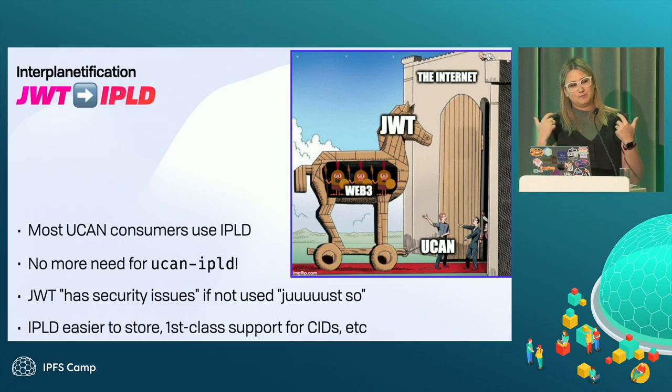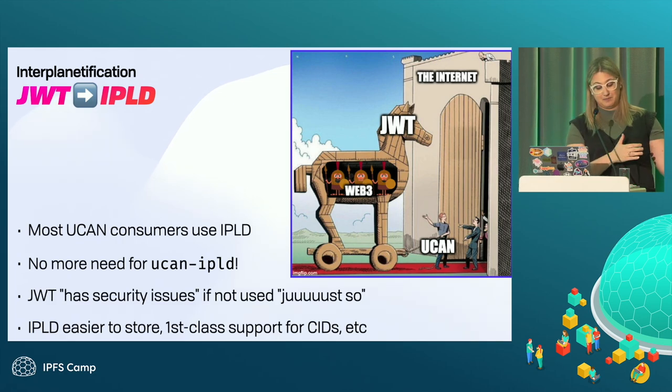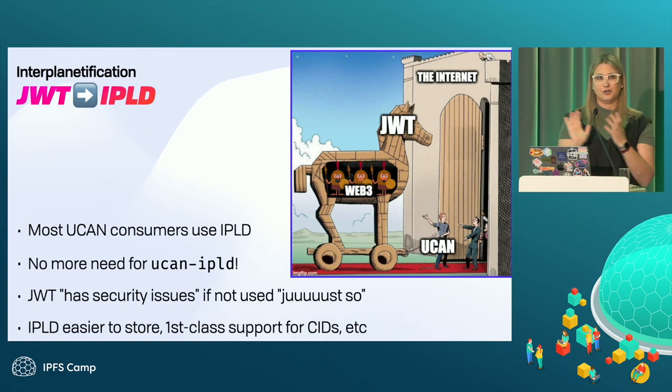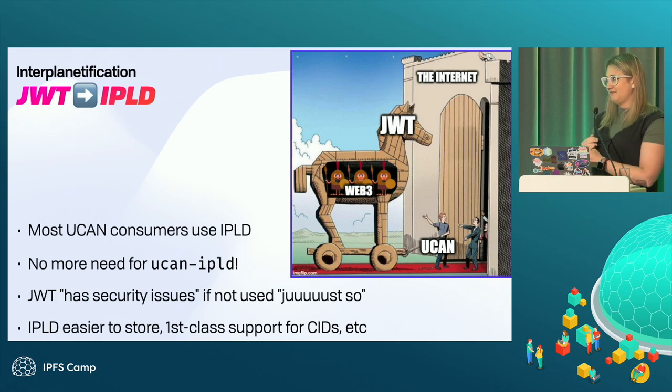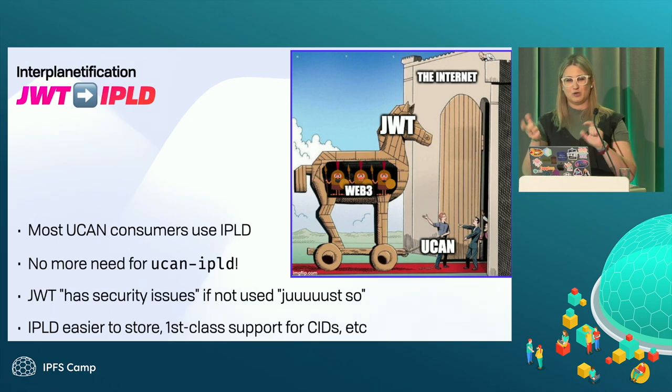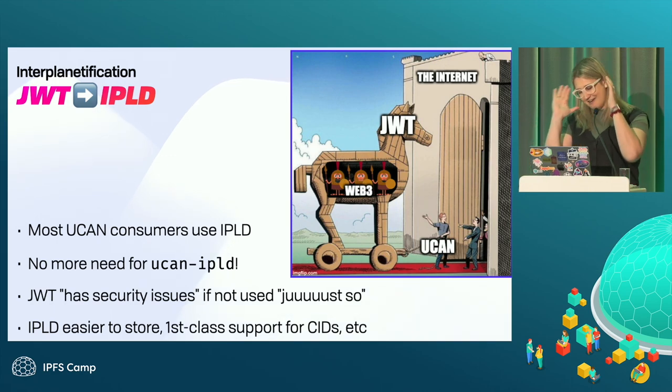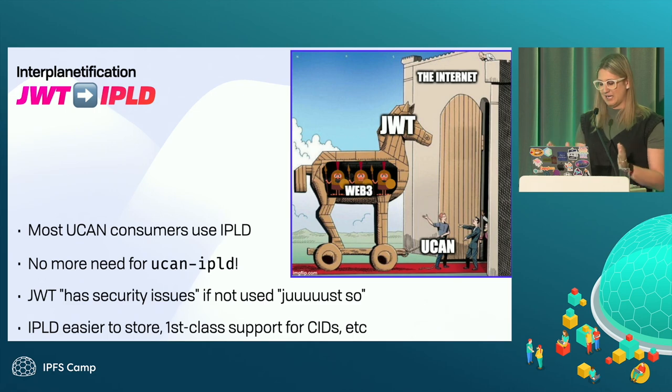So, and then 95% of people using UCAN were actually using just straight up IPLD and then converting to JWT to meet the spec. There were even side specs, so Web3 storage built UCAN IPLD so that they could have more efficient storage. And at some point we said, you know what, everybody's already using IPLD, we'll just make it IPLD.